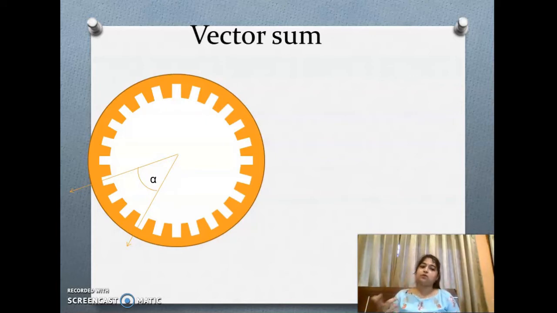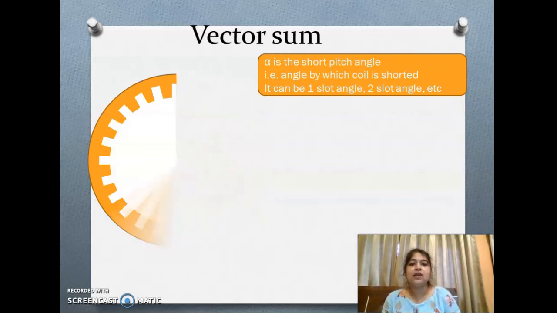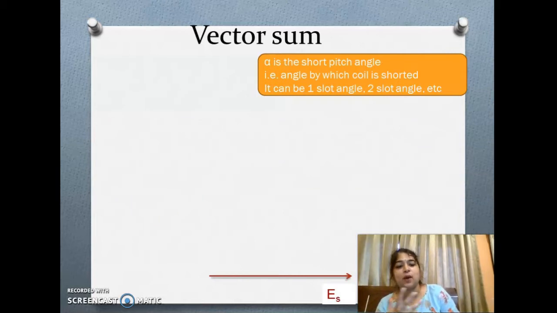It can be one slot, it can be two slots, it can be any number of slots as per the data given. Okay. So ultimately what we will conclude is that alpha is the short pitch angle. That is the angle by which the coil is shorted. It can be 1 or 2 or anything. So if you understood this, then we will try to understand this part.